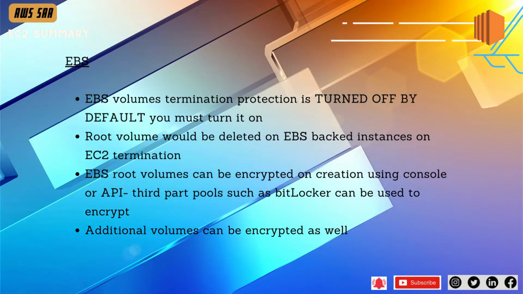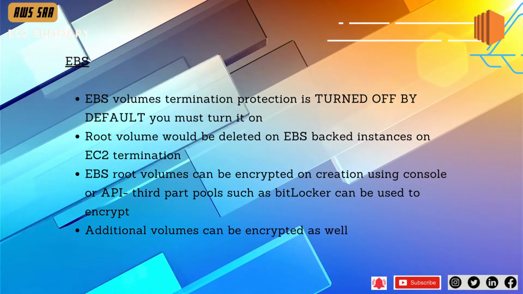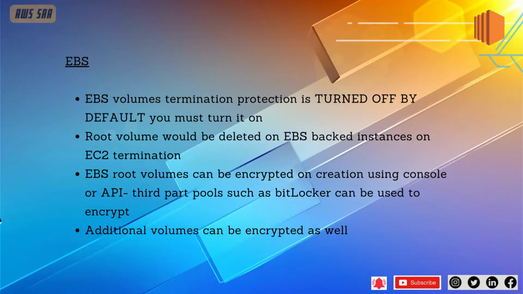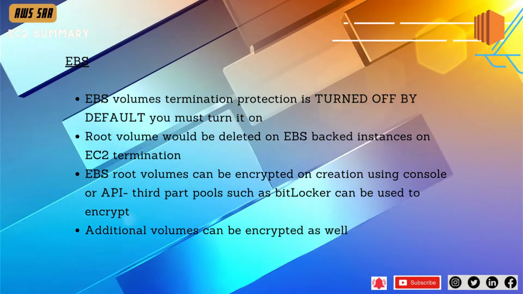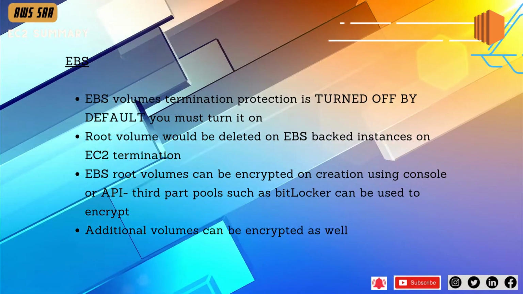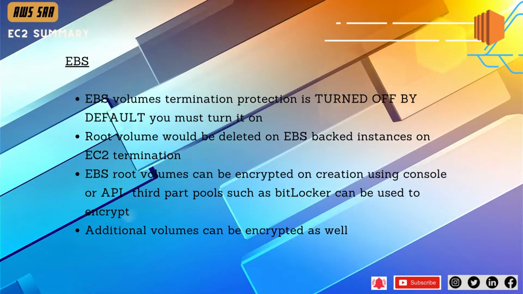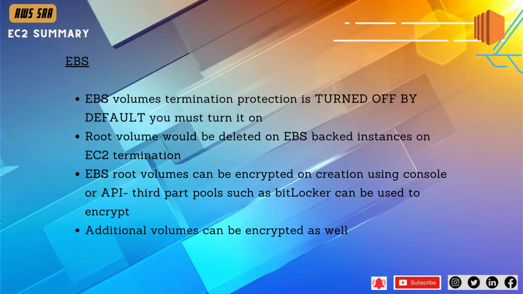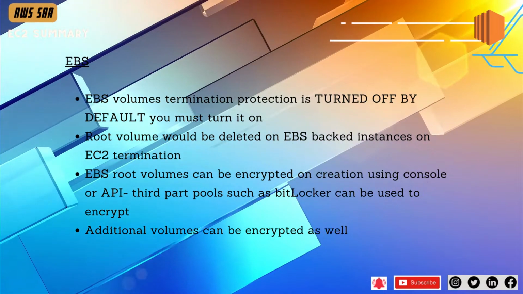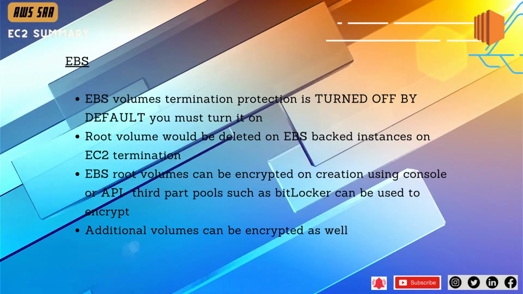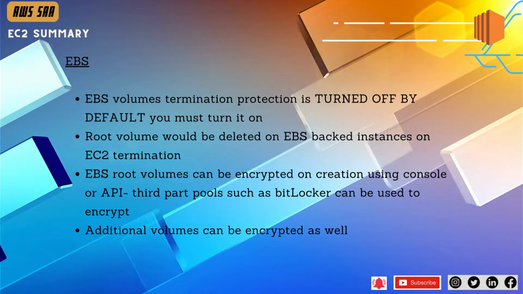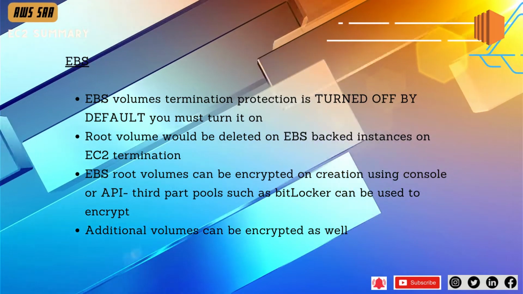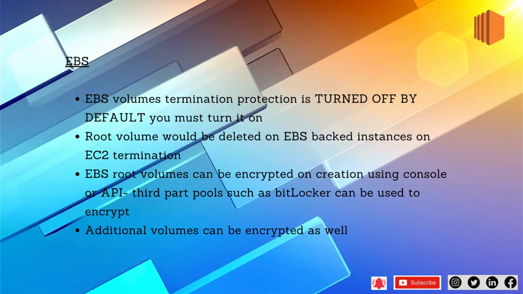EBS, Elastic Block Storage, those volumes' termination protection is turned off by default, so you must turn it on. And root volumes would be deleted on EBS backed instances on EC2 termination. EBS root volumes can be encrypted on creation using console or API. Third-party tools such as BitLocker can be used to encrypt. Additional volumes can be encrypted as well.